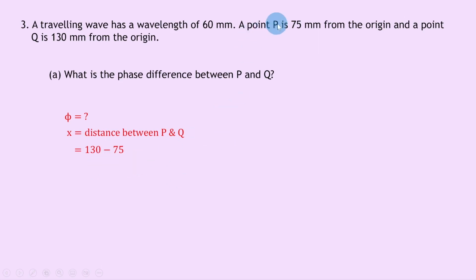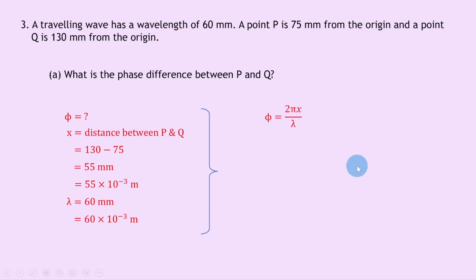Because remember, point P is 75 millimeters from the origin and point Q is 130 millimeters from the origin, so the difference between the two must be 130 minus the 75, which gives an answer of 55 millimeters, which we can rewrite as 55 times 10 to the minus 3 meters. And lastly, the wavelength lambda is 60 millimeters, which we can rewrite in meters as 60 times 10 to the minus 3 meters. So writing down our equation, we have phi equals 2 pi x over lambda.